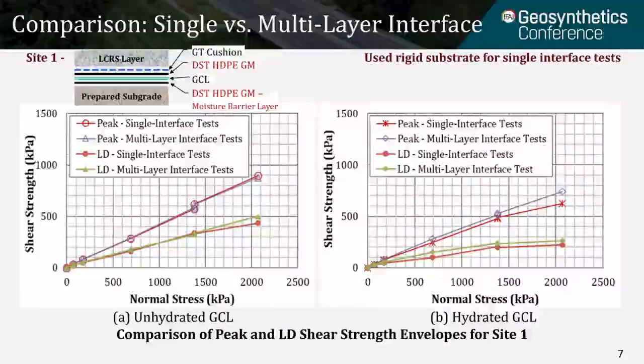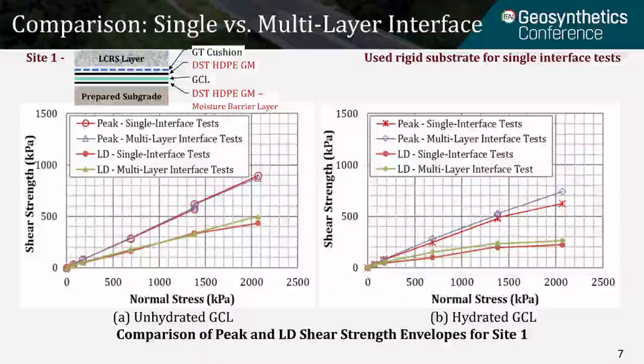The critical interface was GCL versus geomembrane at the highest normal load and geotextile versus geomembrane for all the lower normal loads. When hydrated GCL was used, the critical failure surface was GCL versus geomembrane for all the normal loads. The results from single interface were typically 10 to 15% lower than those from multilayer.